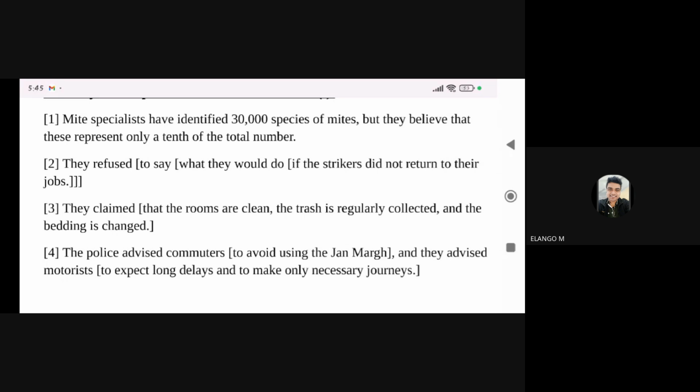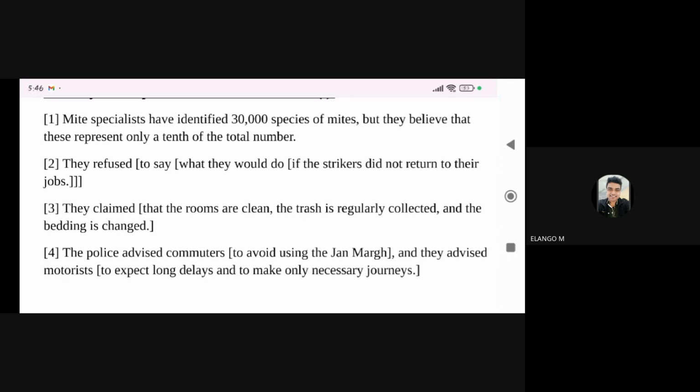First subordinate clause is to say what they would do if the strikers did not return to their jobs, right? This is your first subordinate clause. Second subordinate clause is what they would do if the strikers did not return to their jobs. Third one is if the strikers did not return to their jobs, would be the last, right? So the brackets therein indicate embedding. The larger independent clause is to say what they would do, so on and so forth. Within that is embedded what they would do if the strikers did not return, within which is embedded if the strikers did not return to their jobs. Okay, so three of them.